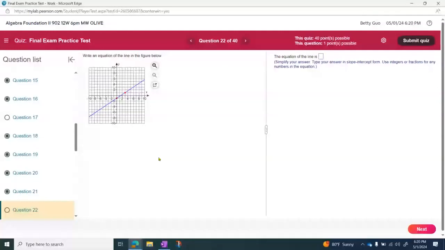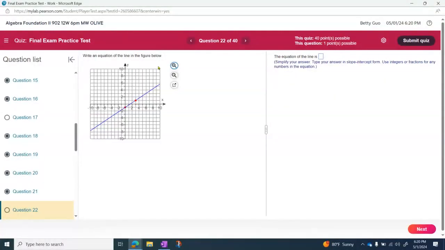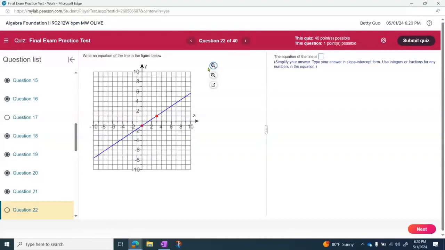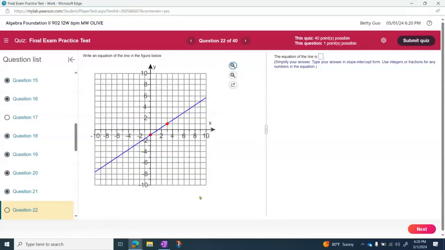Write an equation of the line in the figure below. I need to make it bigger. Where? Oh, it's right here. Even if it's tiny, the sentences in the parentheses, we need to read them. It says simplify your answer. Type your answer in slope-intercept form. So that is important. Use integers or fractions for any numbers in the equation. So it means you do not use decimals.